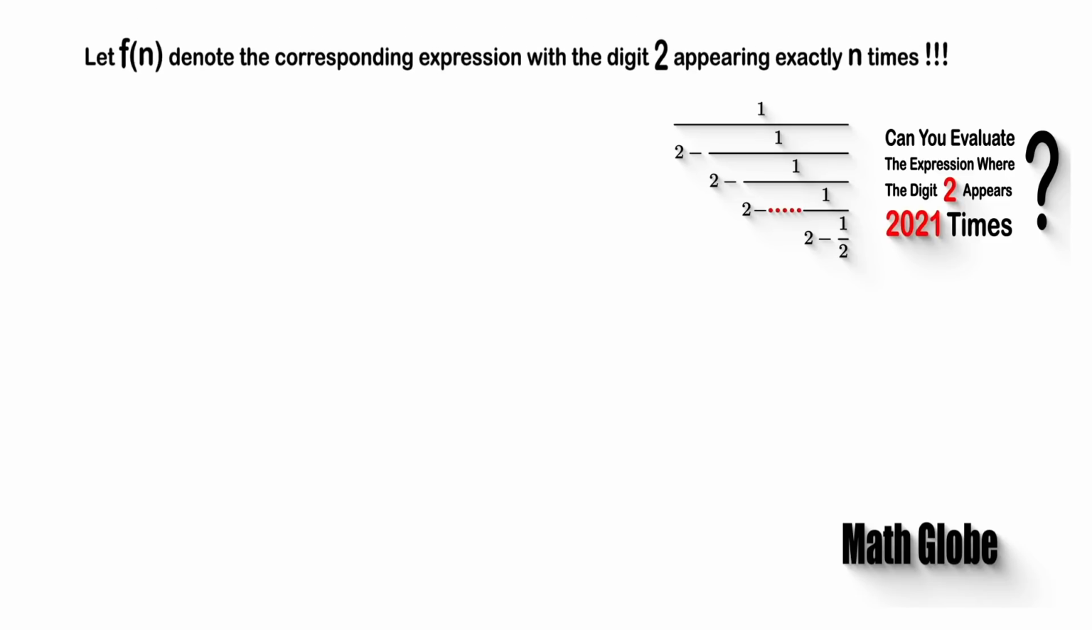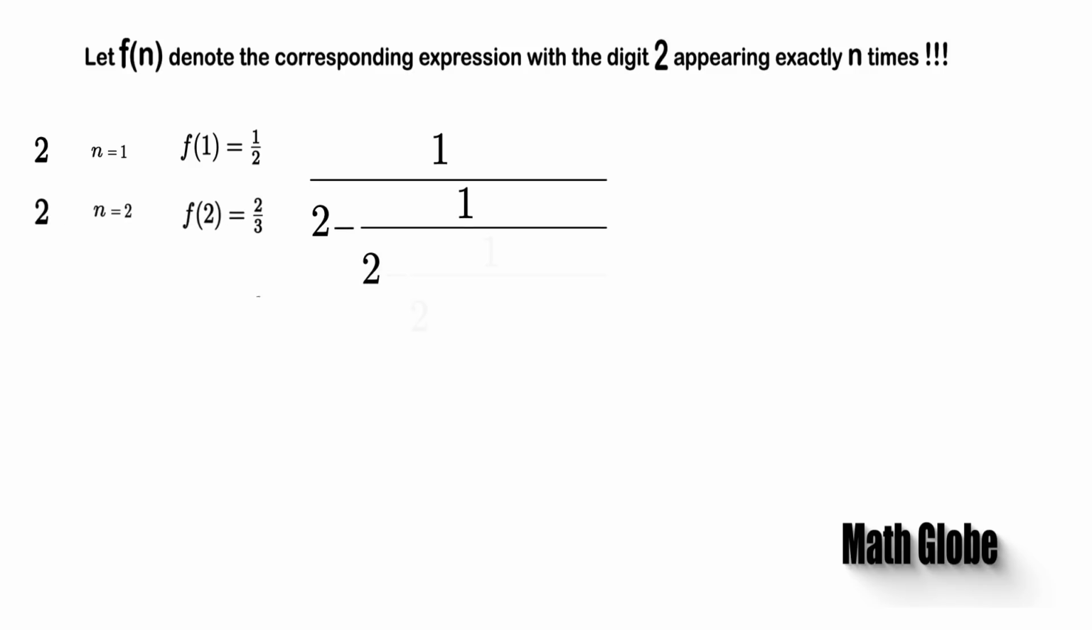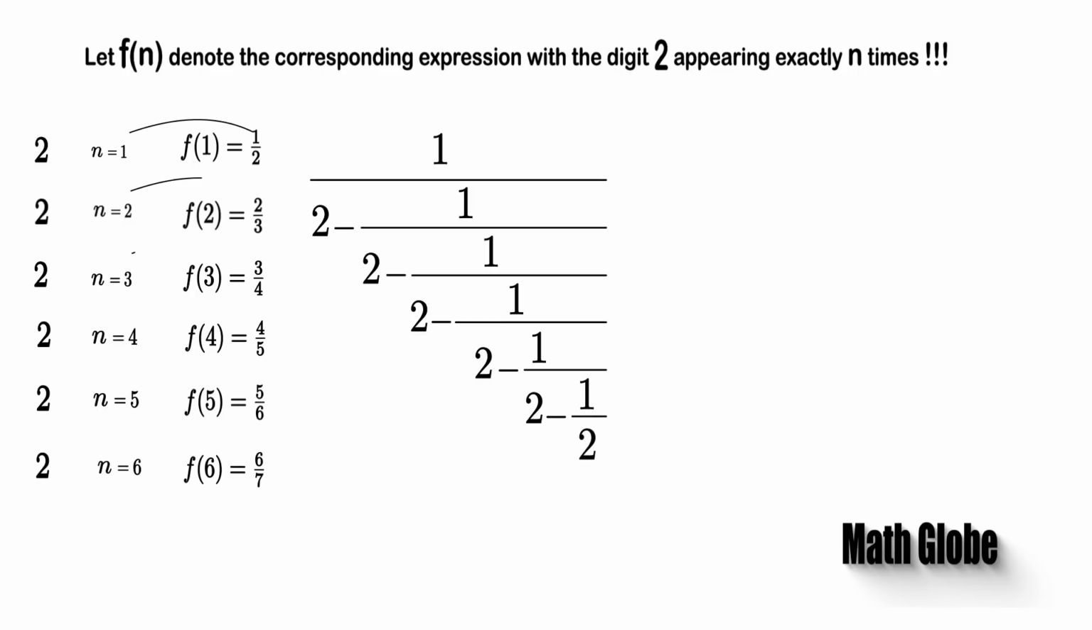Then let's assume that the function f of n denotes the corresponding expression with the digit 2 appearing exactly n times. Next, we plug in integer values of n: 1, 2, 3 and so on. As seen, according to the number of 2s plugged into the function, the numerator of the fraction is always equal to n, and the denominator is n plus 1.